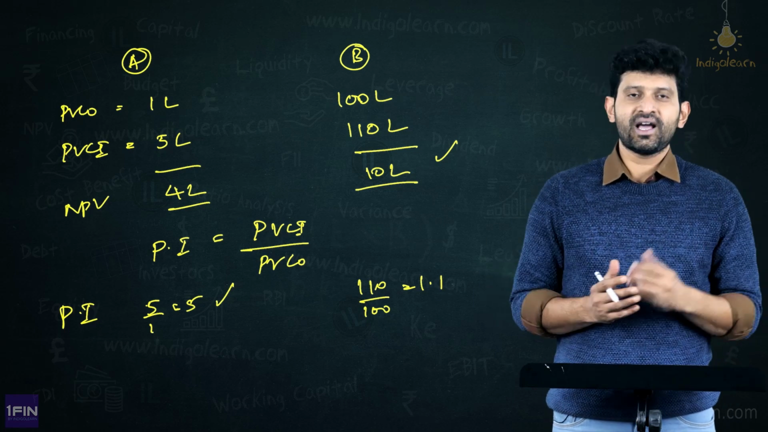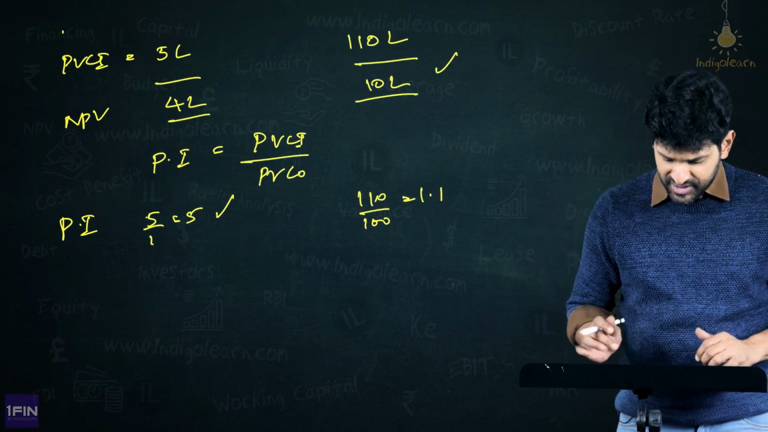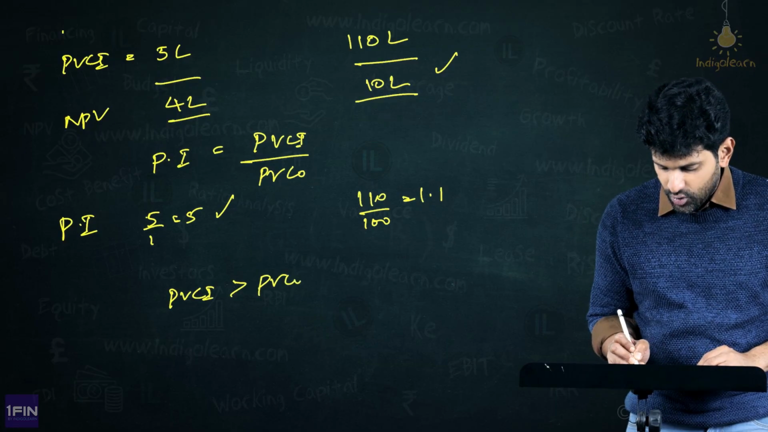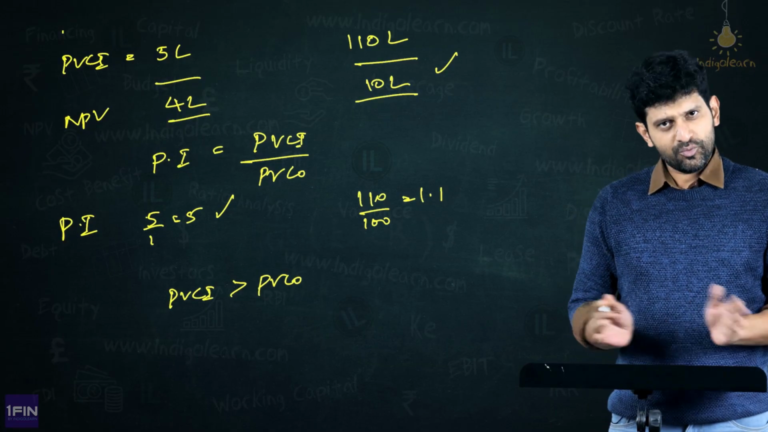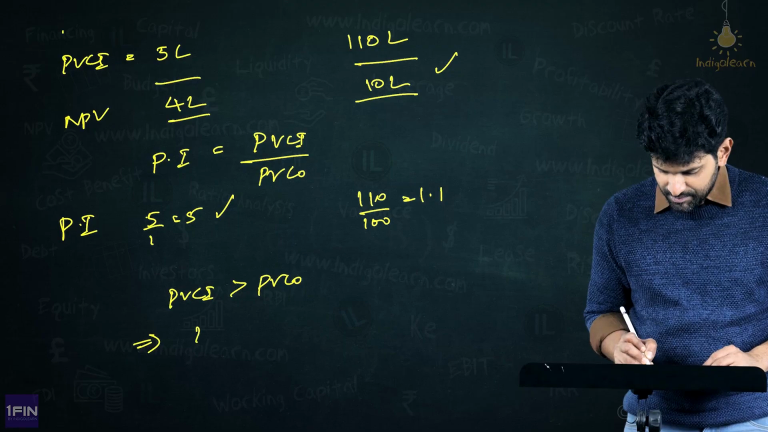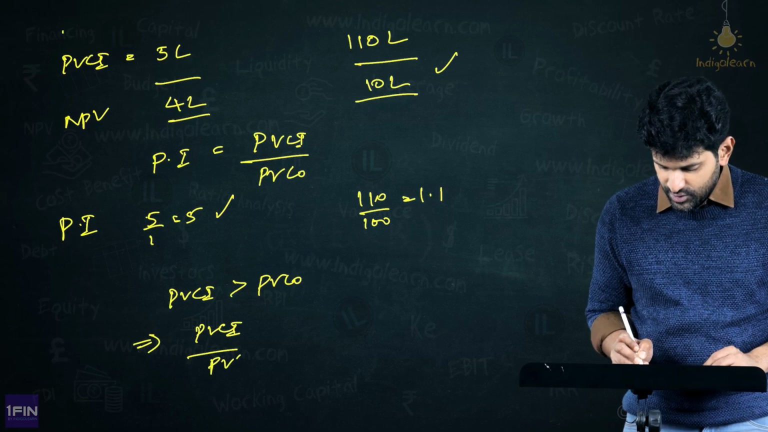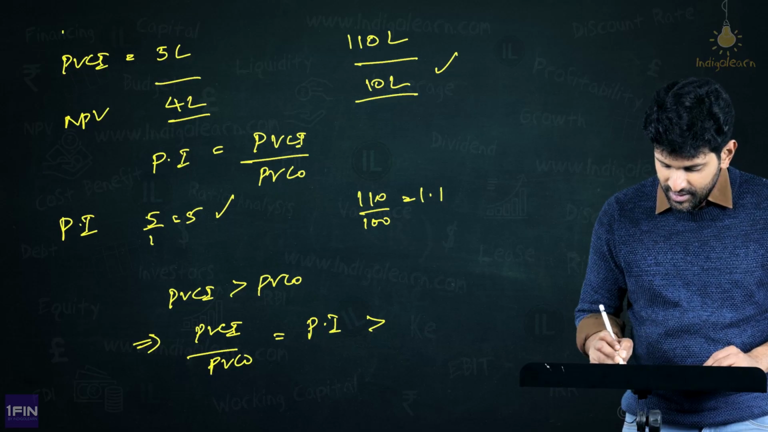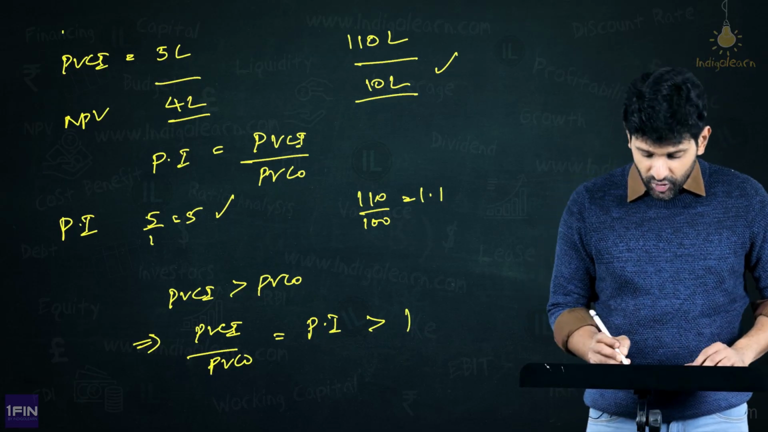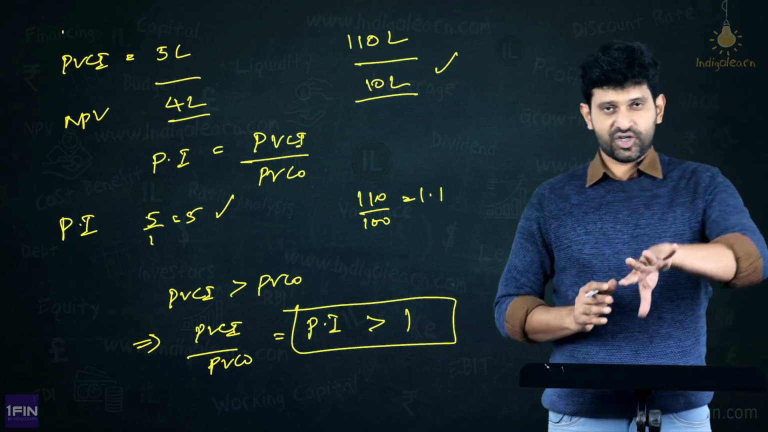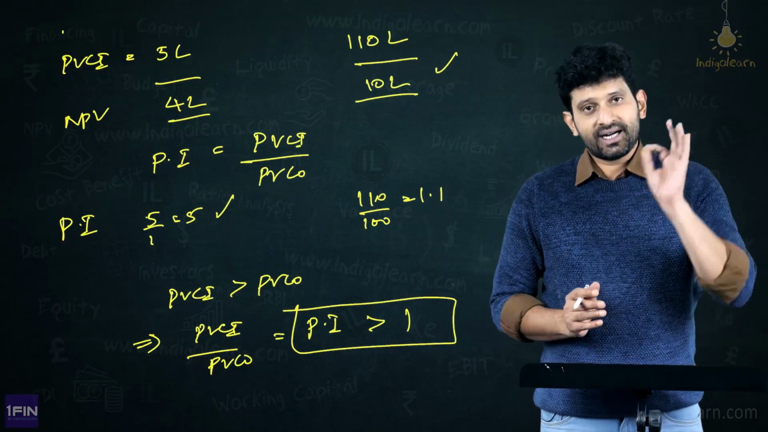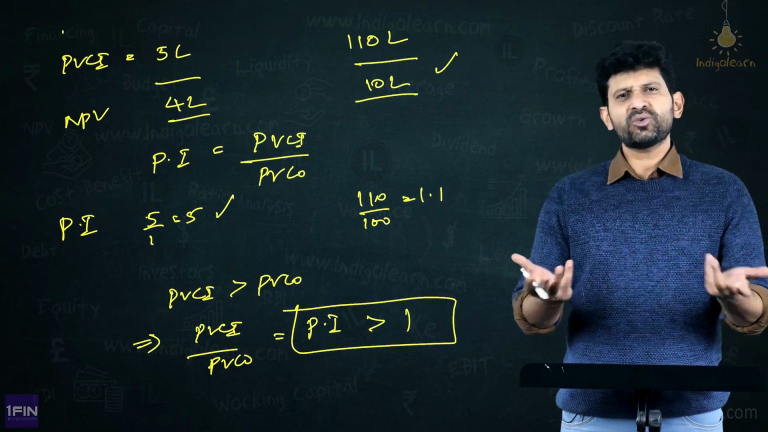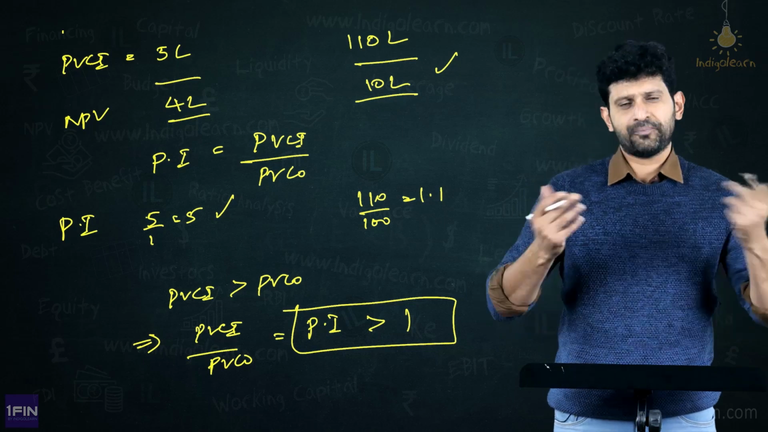So, how do you decide this? Very simple. With the help of NPV, what did we say? We said if PVCI is greater than PVCO, then go ahead. Now, divide both sides by PVCO. Can we say PVCI by PVCO, nothing but profitability index, has to be greater than 1? Therefore, in terms of selection or rejection, if PI is greater than 1, you select the project. Less than 1, reject the project. Equal to 1, indifferent. Both inflows and outflows are the same.